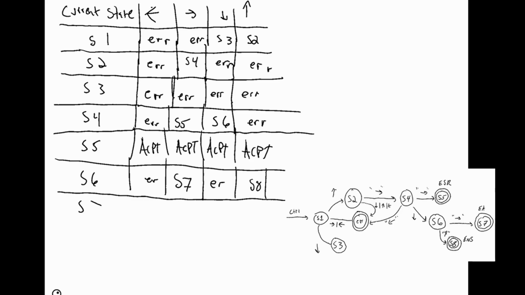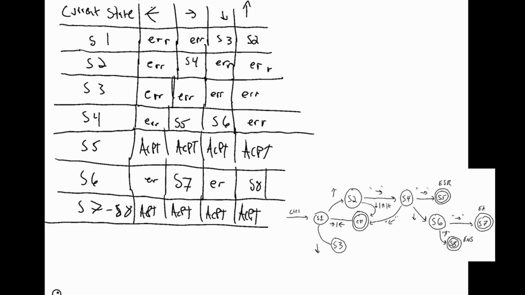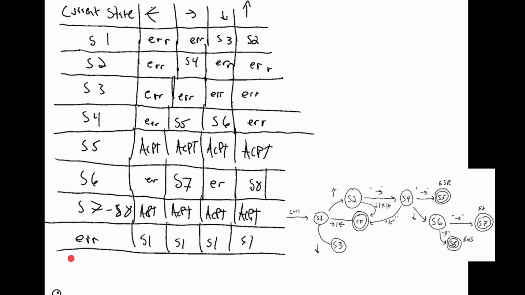On S6, again, it's a transition where if we have a right, we go into S7. If we have an up, we're going into S8. And both of these are finished states, so I just send them to accept. Error, we restart and go back to S1. And for accept, we do the same thing.